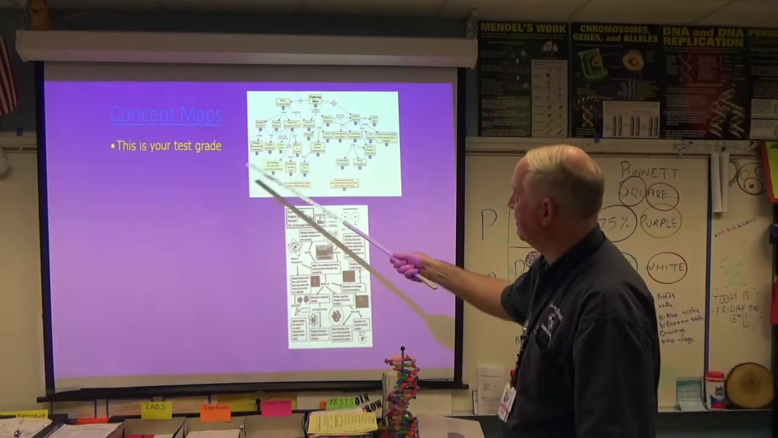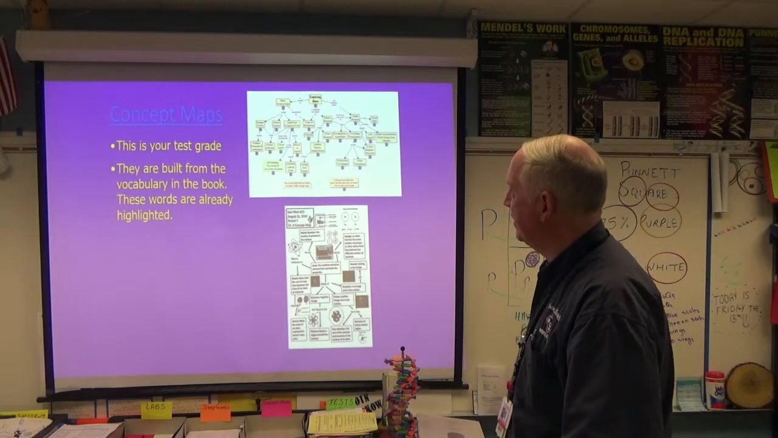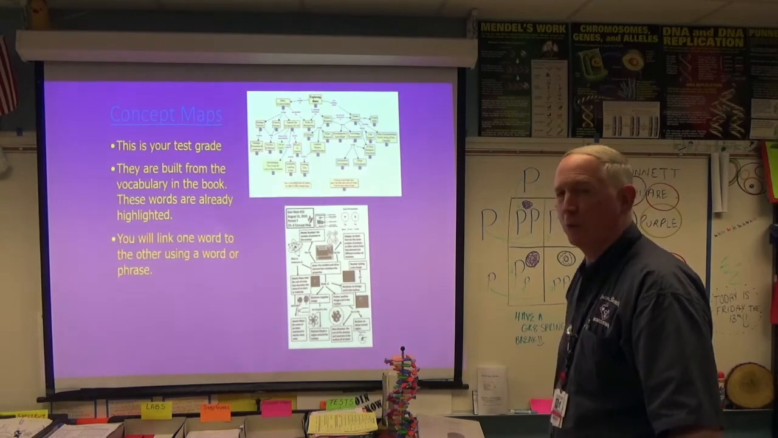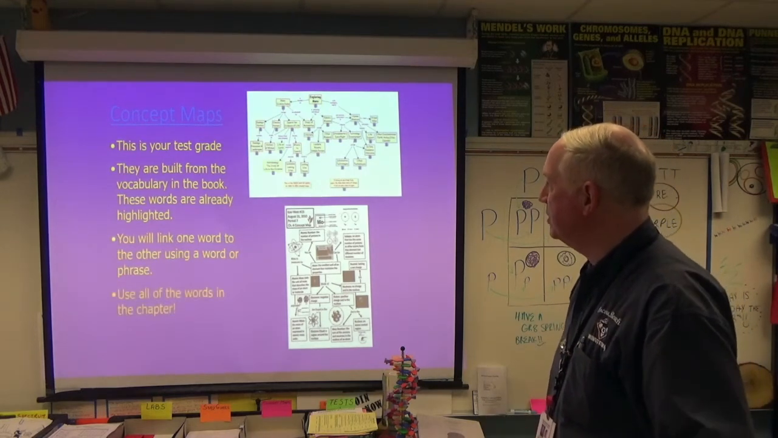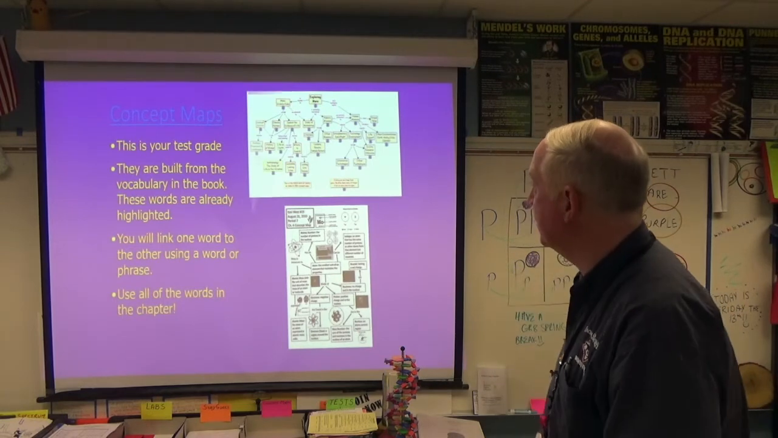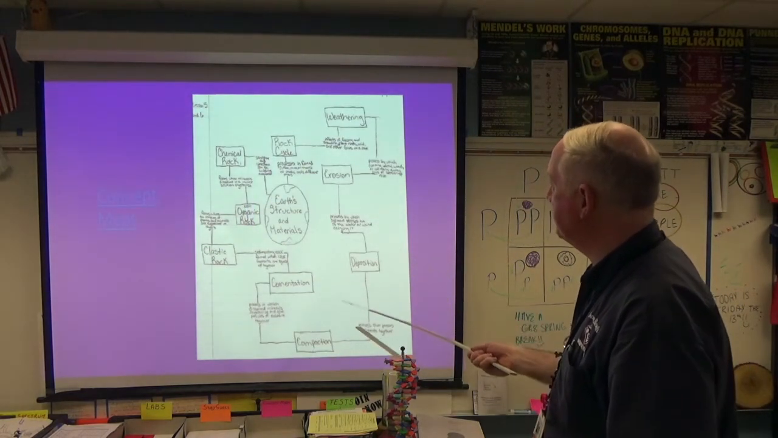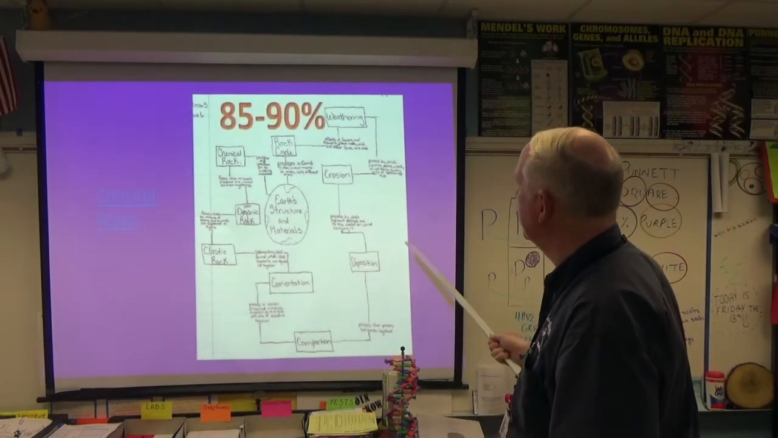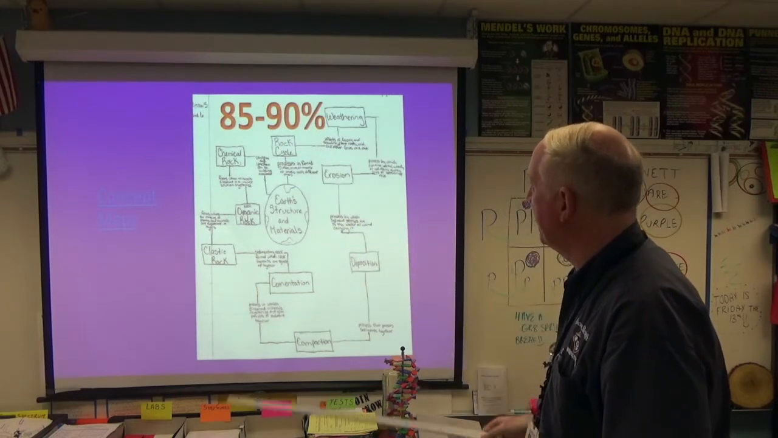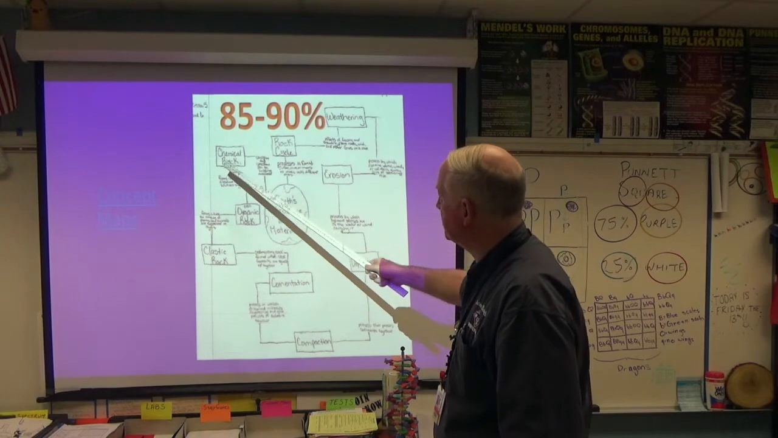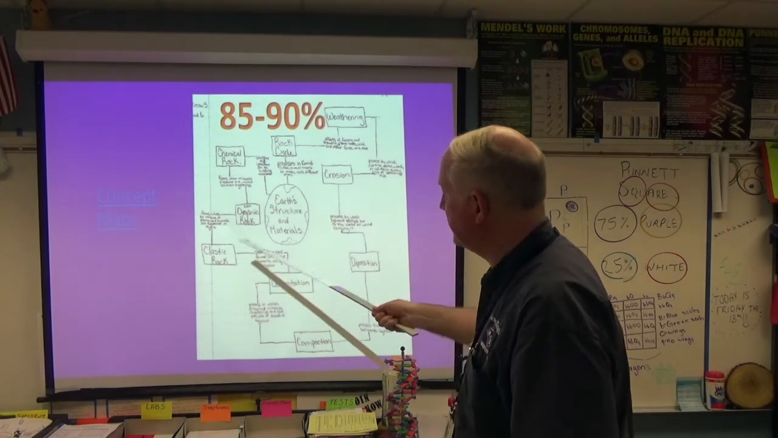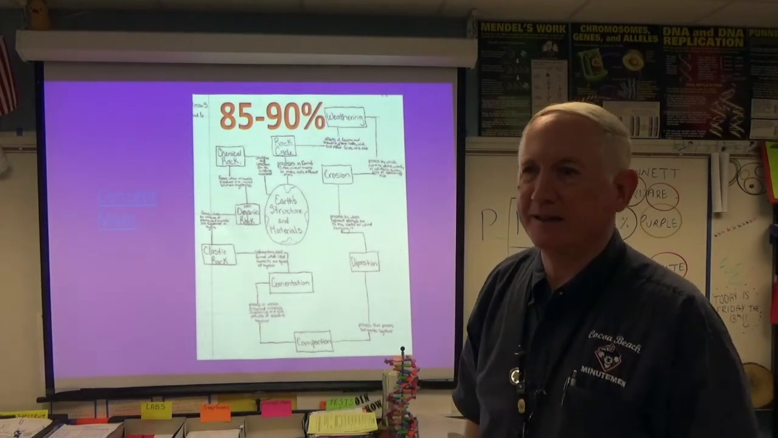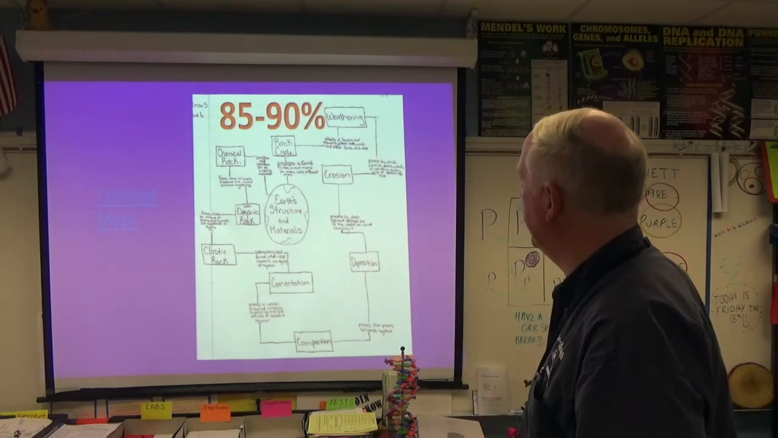Okay, so this is your test grade. Built from vocabulary, which I just showed you how the words are already highlighted. You'll link one word to the other using a word or a phrase, and use all of the words in the chapter. Don't leave any out. This is a fairly simple concept map. Assuming they used all the words, they would get an 85 to 90% because they have their words, they have their links, and they added some neatness to it. They have a diagram, so that bumps it above the 80. And so it'll be somewhere in the 85 to 90 range.